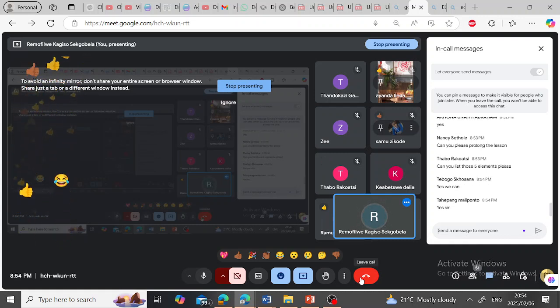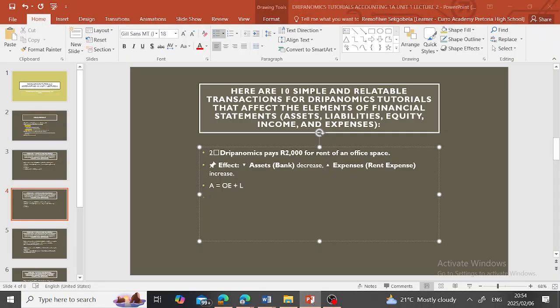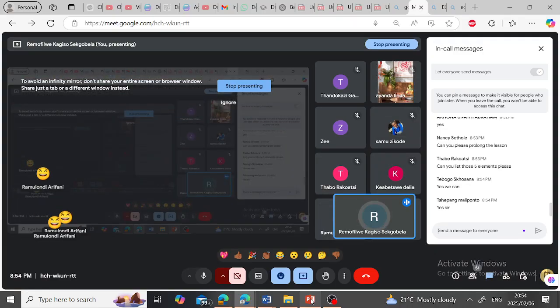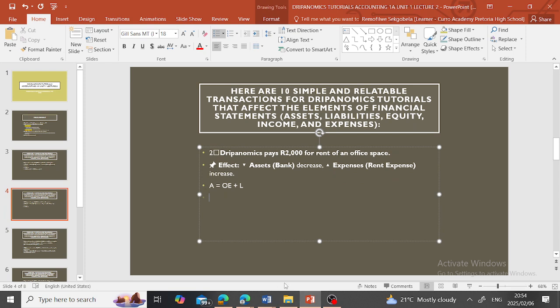Okay. Can you list those 5 elements? There are 5. Can someone type them in the chat box quickly? 5 elements. Someone's going to type them quickly for you. We have 5 of them. Very important. So here, guys, let's think. Okay, but it's already shown here. So you see, I'm a nice guy. I'm making things easier for you.